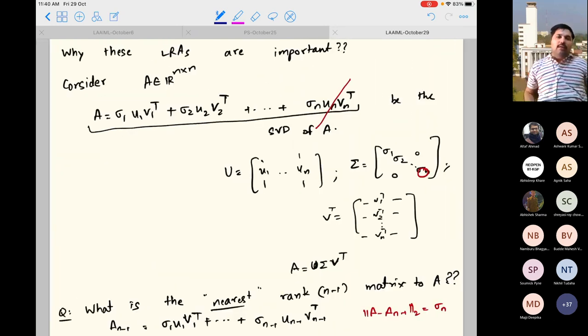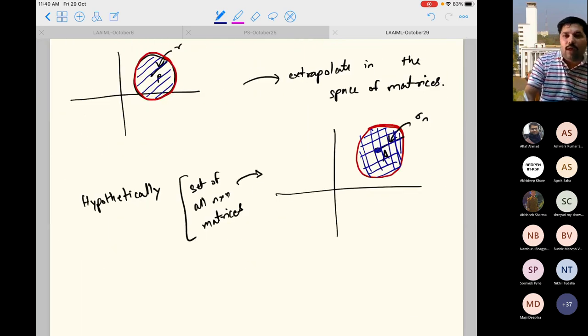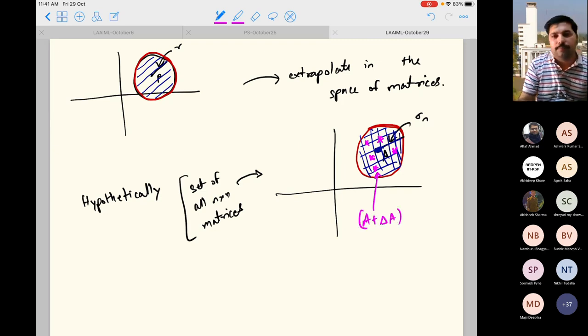What is this result telling? What is this nearest rank n minus 1 matrix to A, equal to A n minus 1, telling? It is telling that this is the matrix A that you have. You start perturbing the entries of A a little bit. Where will you reach? You may reach here, here, here. All these small perturbations will take you to different points which are close to it. So these are all matrices of the type A plus delta A.